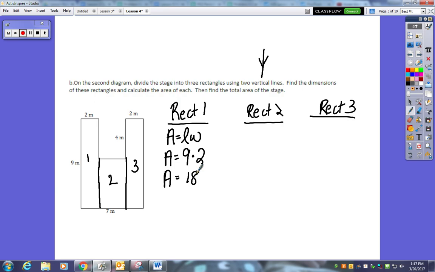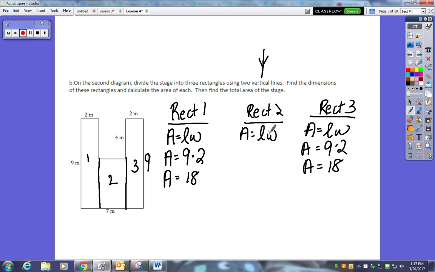Same thing goes actually for rectangle 3. If this side is 9, that means this side is also 9. And again, the shorter side is 2, so we have rectangle 3, the same size rectangle, 9 times 2, or 18.